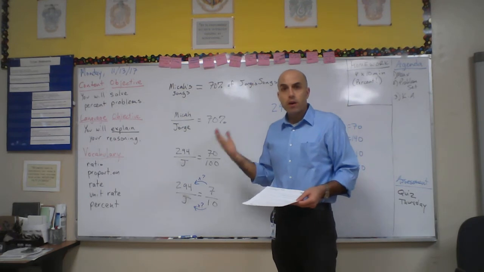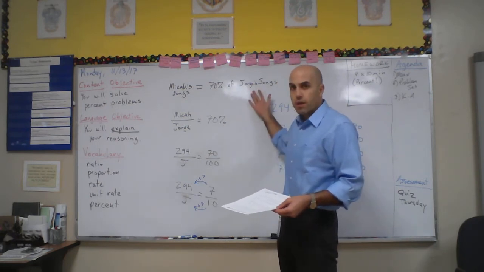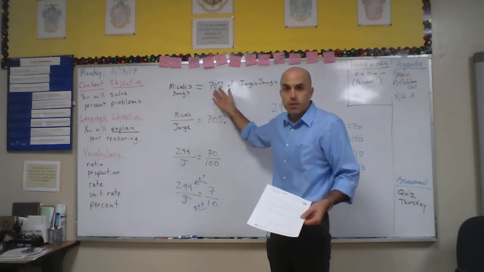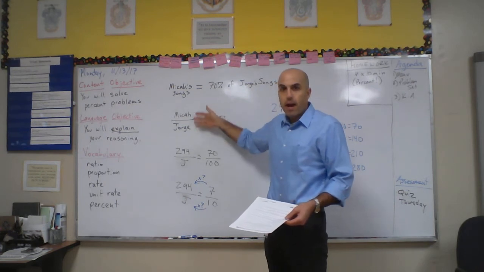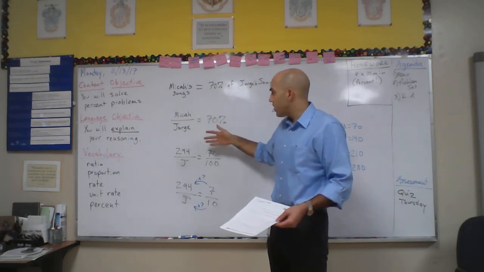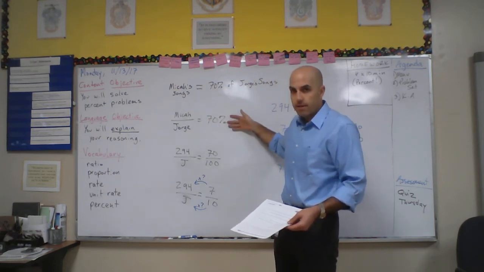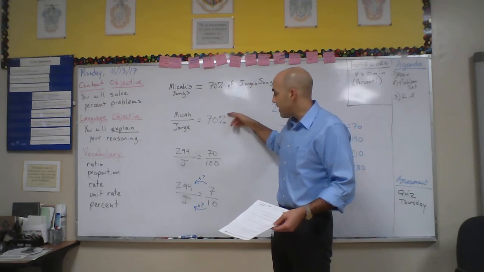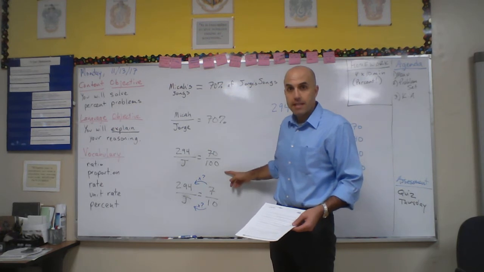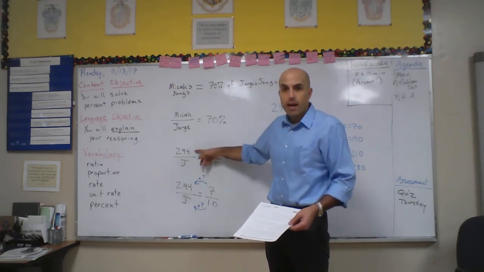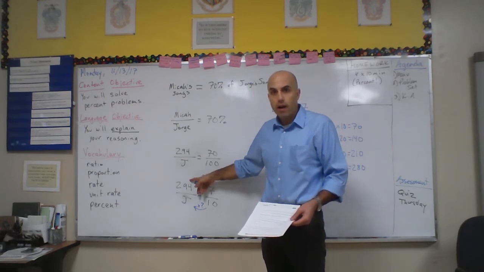So if we're thinking about what is the part, what is the whole, who has more songs? Well, Jorge has more songs because Micah has 70%, which is less. So if we're thinking about part and whole, Micah is the part and Jorge is the whole. So Micah's relationship to Jorge's songs is 70%. Now I can rewrite 70% here as 70 over 100 because percent means out of 100. And I know Micah has 294 songs. So the question is, how many songs does Jorge have?